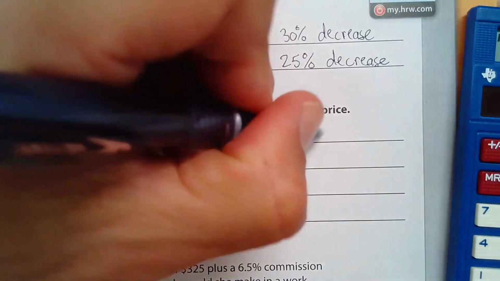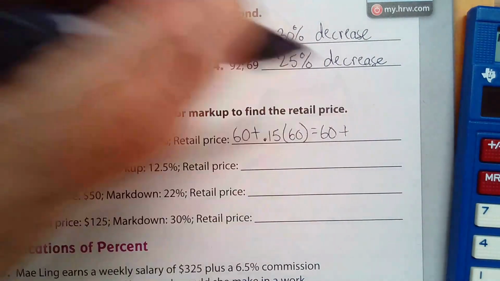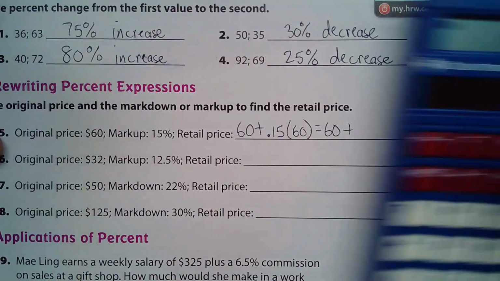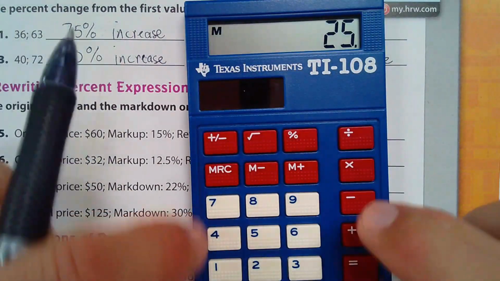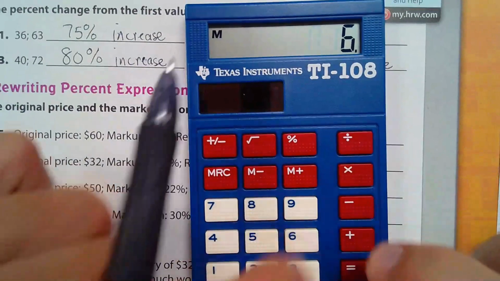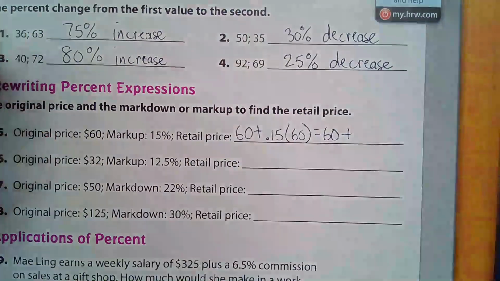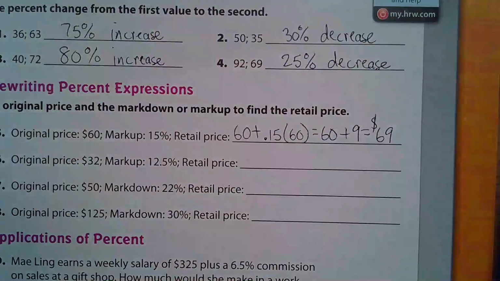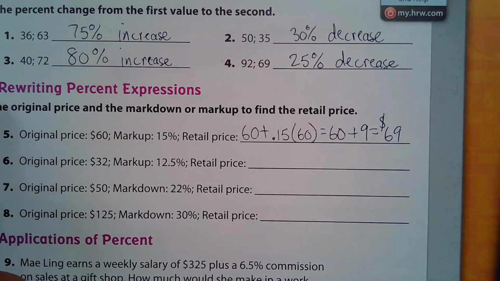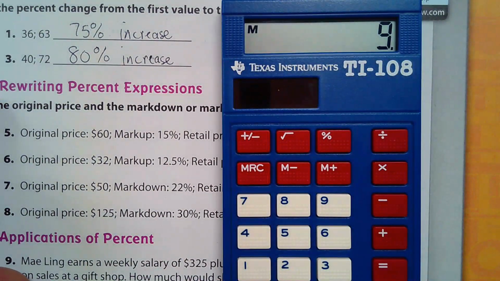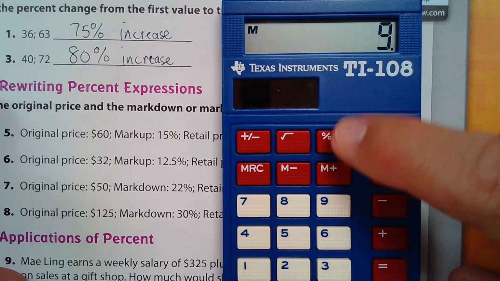And so that would be $60 plus 0.15 times 60. So 0.15 times 60 is $9. So that's $9, and it's a total of $69. Okay, so that's the official way. But let me show you, if you got one of these calculators here, there is a percent button right there.